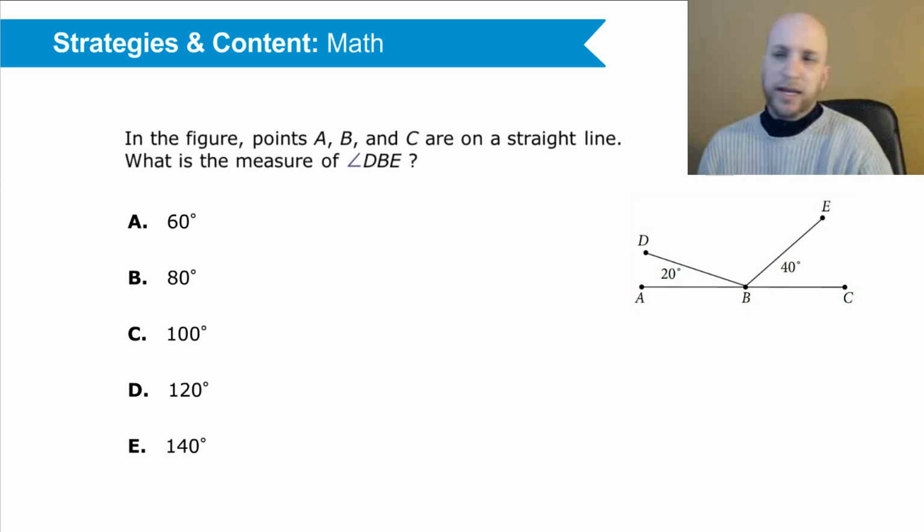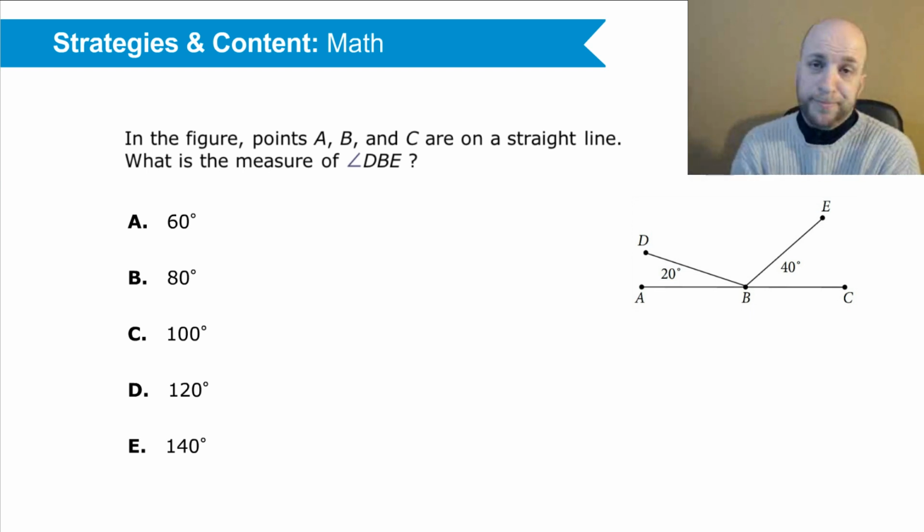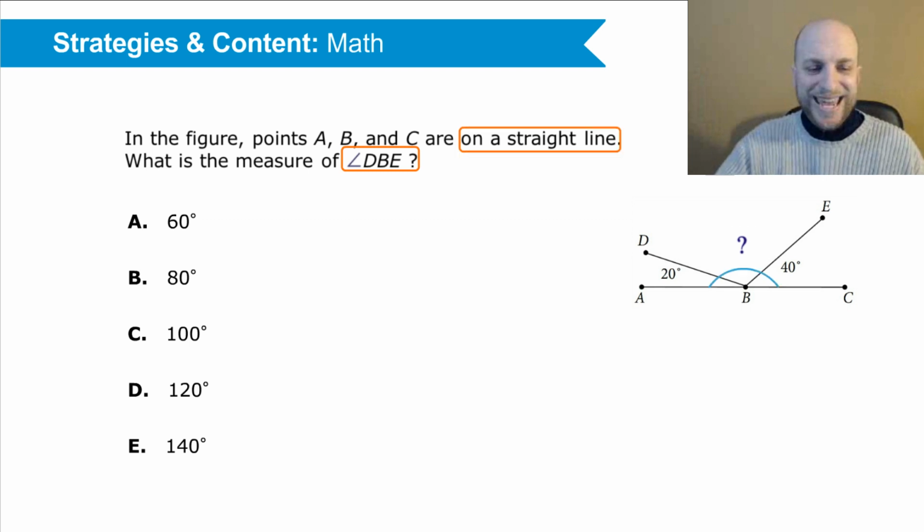This should be a 3-second question. This question would be like number 2 on the ACT math section. Because we'd look at it, we'd say straight line, 180. 20 plus 40 is 60. Okay, cool, I got it then. 180 minus 60 is 120. Choice D is my answer.